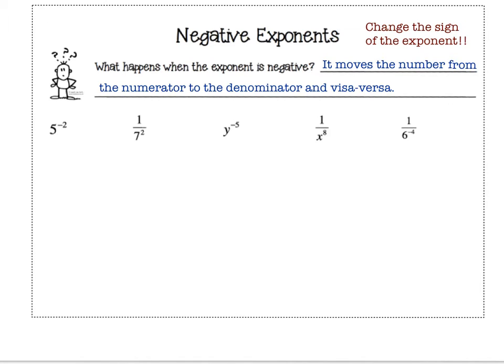This lesson is negative exponents. The question is what happens when the exponent is negative. When you have a negative exponent, you can move the number from the numerator to the denominator or from the denominator up to the numerator.